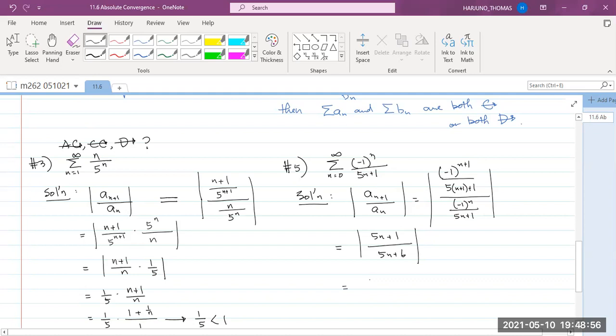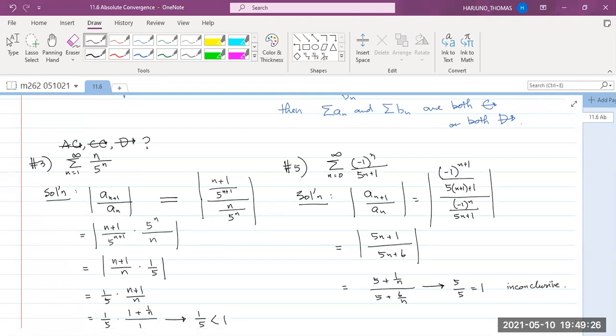Okay, I'll divide by n on the top and the bottom. This converges to 5 over 5, which is 1. So the ratio test is inconclusive. Now, of course, if the result is inconclusive, you don't write that in your answer. You cannot tell anything. I just show you here that the ratio test is inconclusive. Then you need to come up with another method.